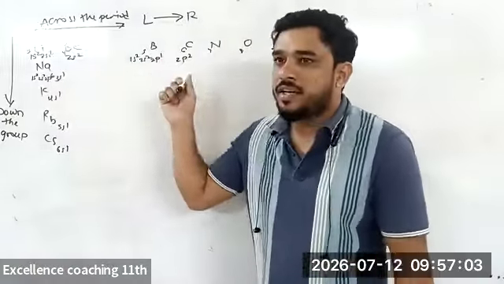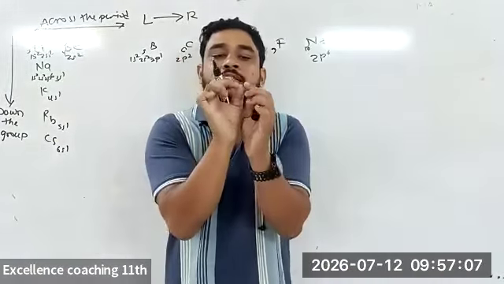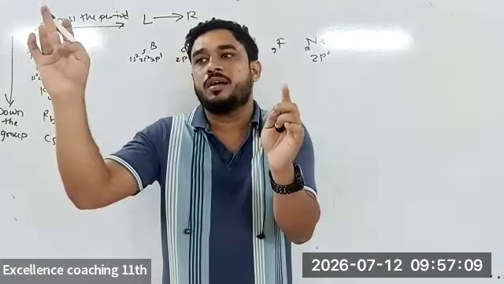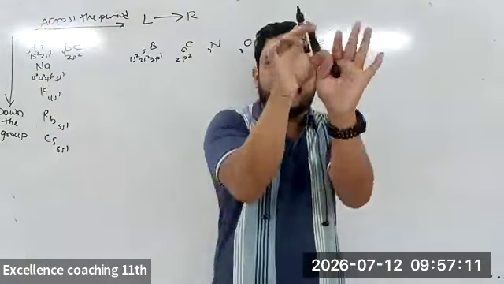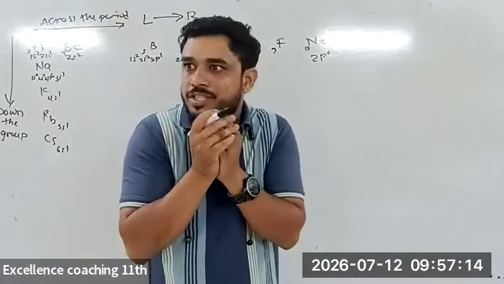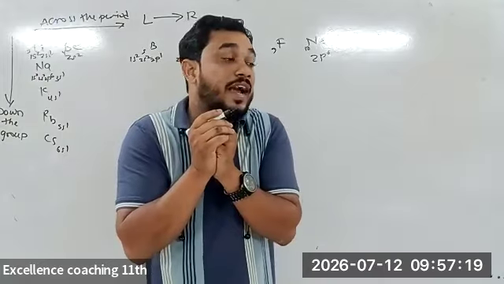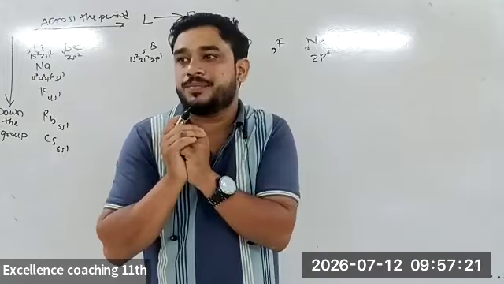Okay, the shell is the same, right? Atomic radius is the distance from the center of the nucleus to the outermost shell. The shell remains the same, so the distance should remain the same, no? No. Atomic radius decreases.